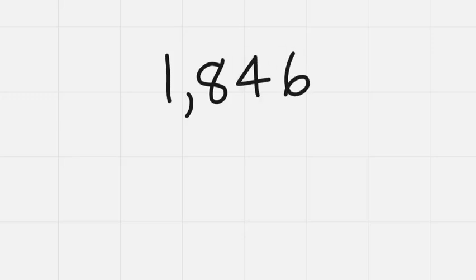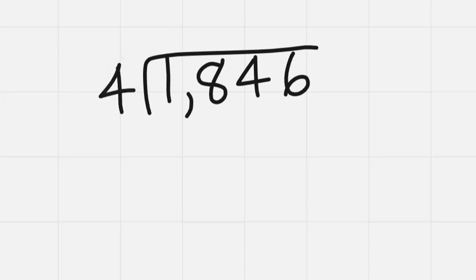1,846 divided by 4. We're going to begin by looking at the first number, which is 1. 1 is less than 4, so we cannot divide it, which means we'll look at the number next to it, which is 8. Now we'll look at 18. We're going to count by 4 until we get as close to 18 without going over. Let's count. 4, 8, 12, 16, 20. That's too high, so we'll stop at 16. That's 1, 2, 3, 4 fours.